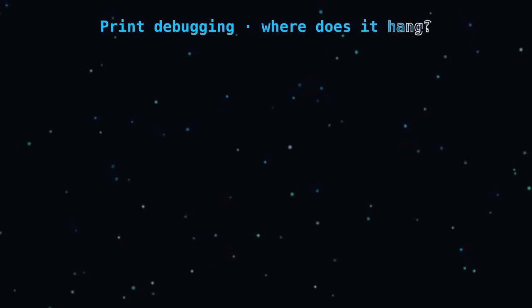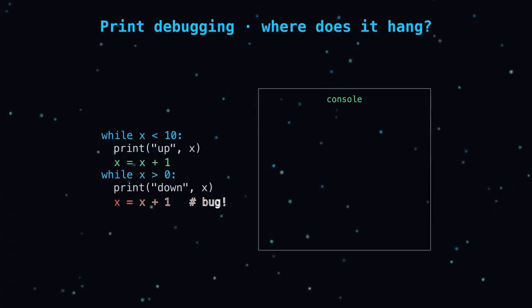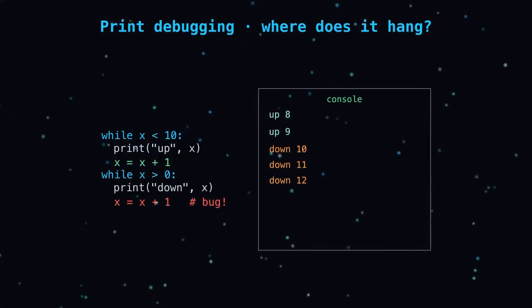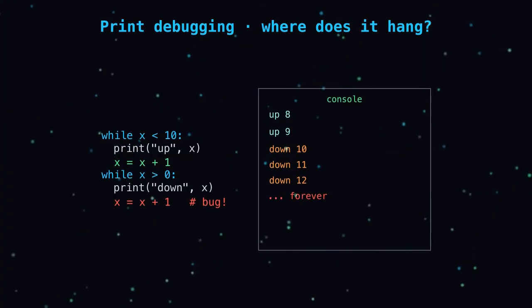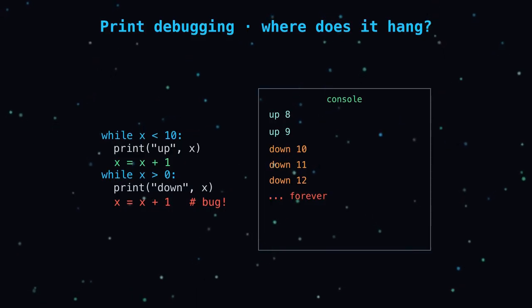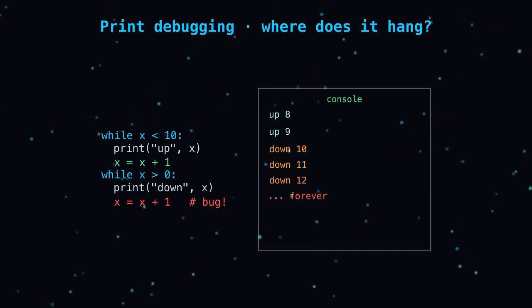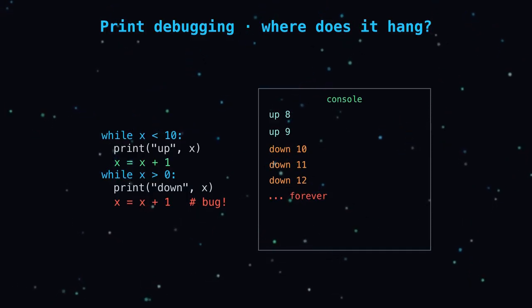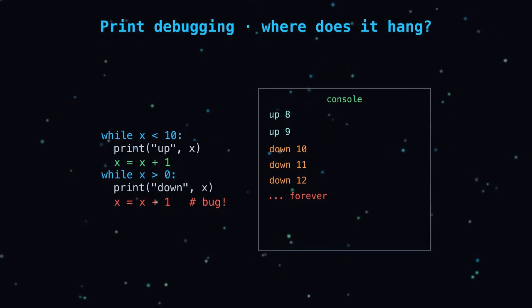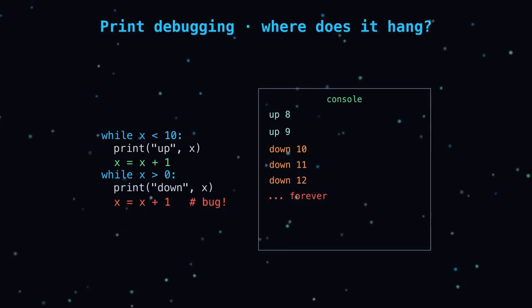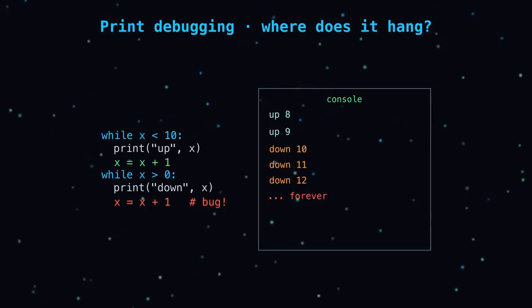Here's a count up then down program that hangs. We add print statements through it and run again. The trace shows the first loop finishes, the second loop starts, and then it just repeats, never finishing. Now we know the bug is in the second loop. Looking closer, we're adding 1 when we should be subtracting. One small fix and it counts down properly.